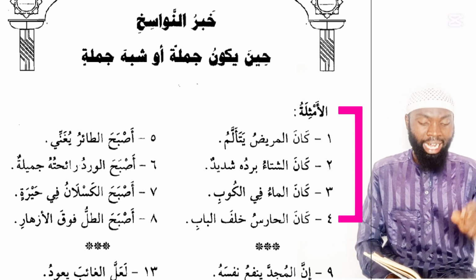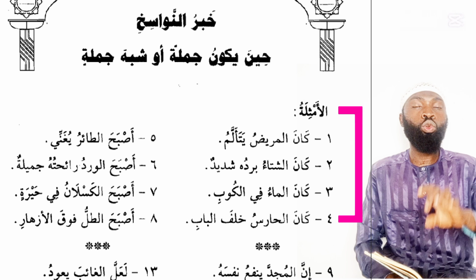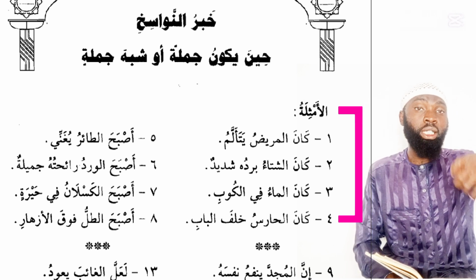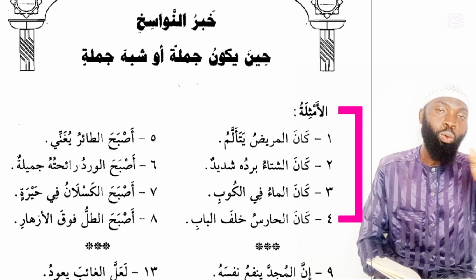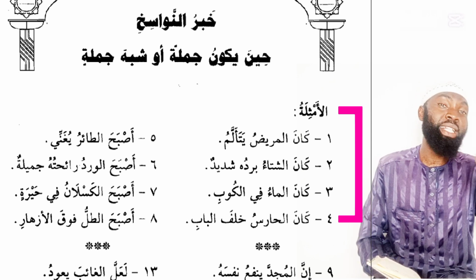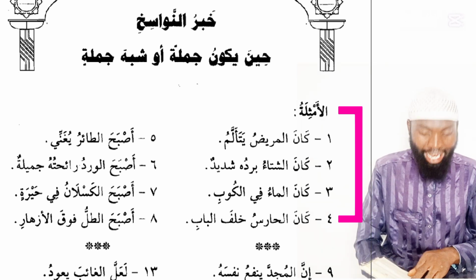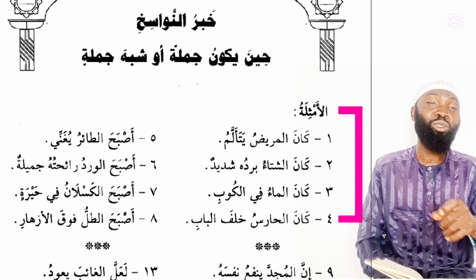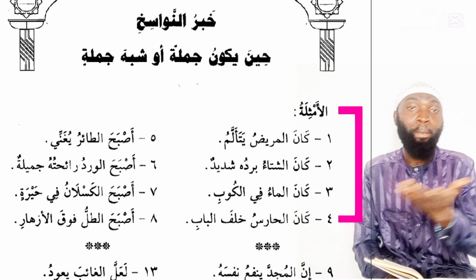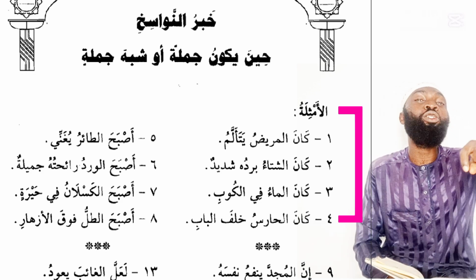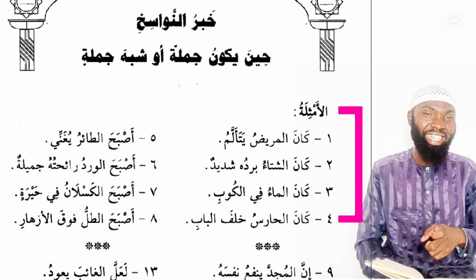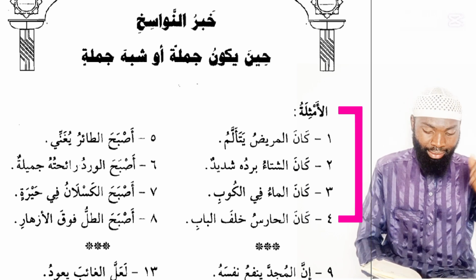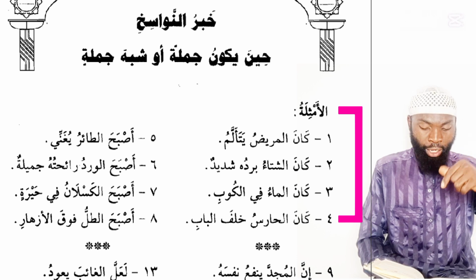Number two, we have kana shita'u baruduhu shadidun. The winter, its cold was severe, meaning the cold of the winter was severe. So here, ashita'u is the mubtada, baruduhu shadidun is the khabar. But here the khabar is also coming as a nominal sentence. Can you see? Because it is the noun that begins the khabar, the predicate.